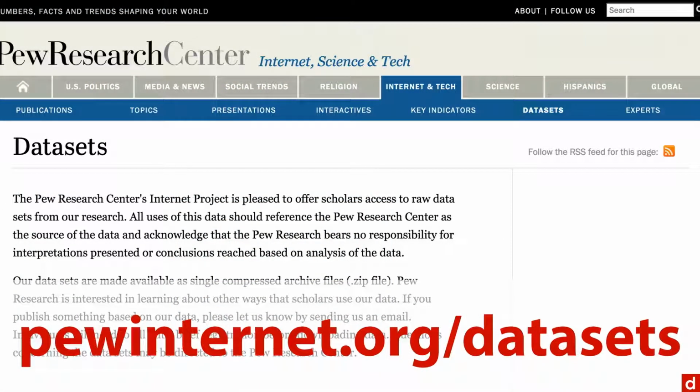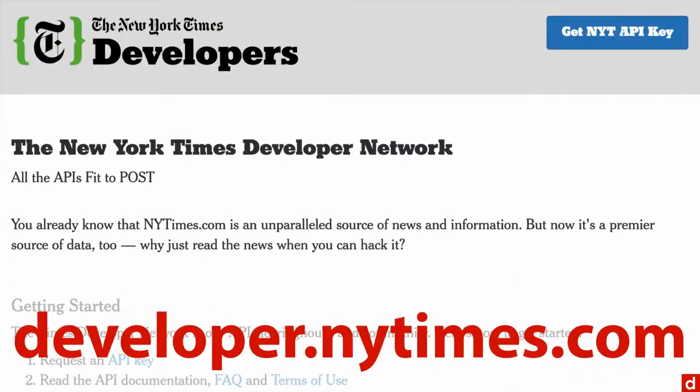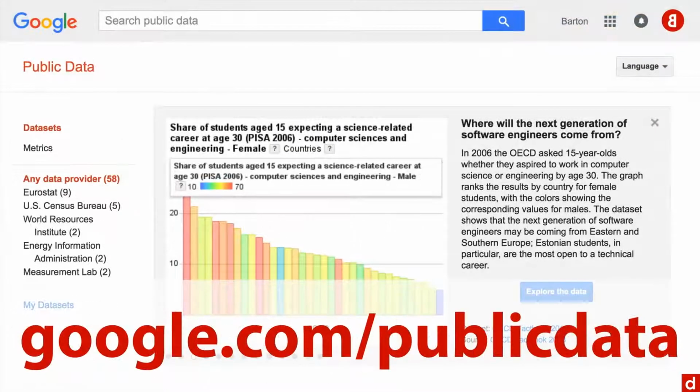shares a lot of its data sets, and the New York Times, which makes it possible to use APIs to access a huge amount of the data of things they've published over a huge time span. And then two of the mother lodes, there's Google, which at google.com has public data, which is a wonderful thing.